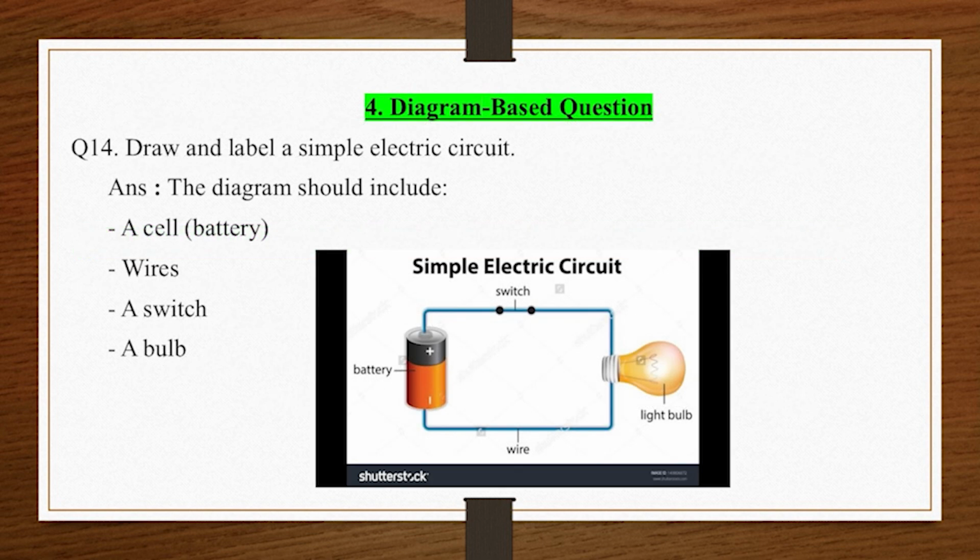4. Diagram-based question. 14. Draw and label a simple electric circuit. Answer. The diagram should include a cell, battery, wires, a switch, a bulb.